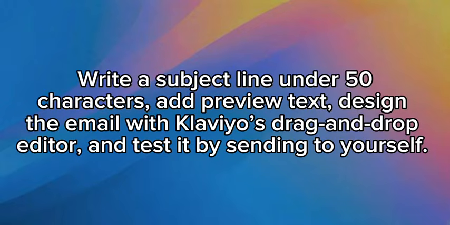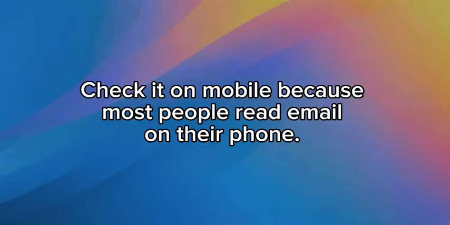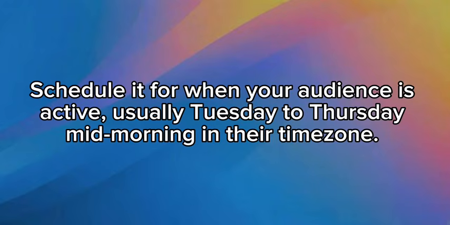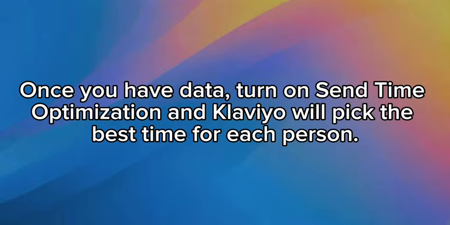Write a subject line under 50 characters. Add preview text. Design the email with Klaviyo's drag and drop editor and test it by sending to yourself. Check it on mobile because most people read email on their phone. Schedule it for when your audience is active, usually Tuesday to Thursday, mid-morning in their time zone. Once you have data, turn on send time optimization, and Klaviyo will pick the best time for each person.